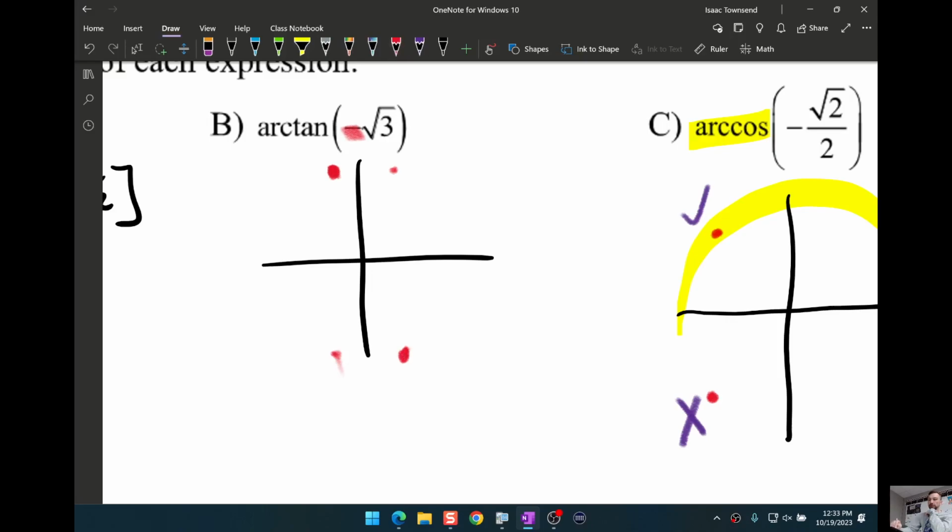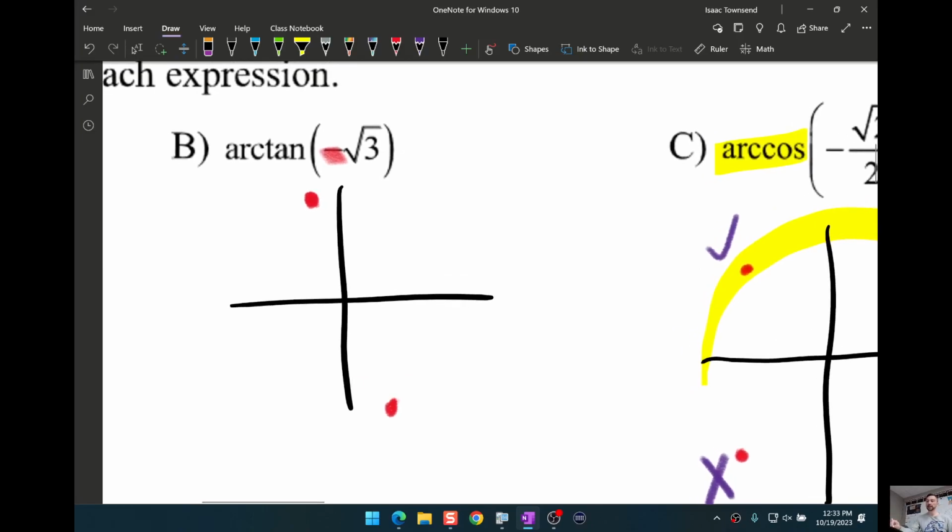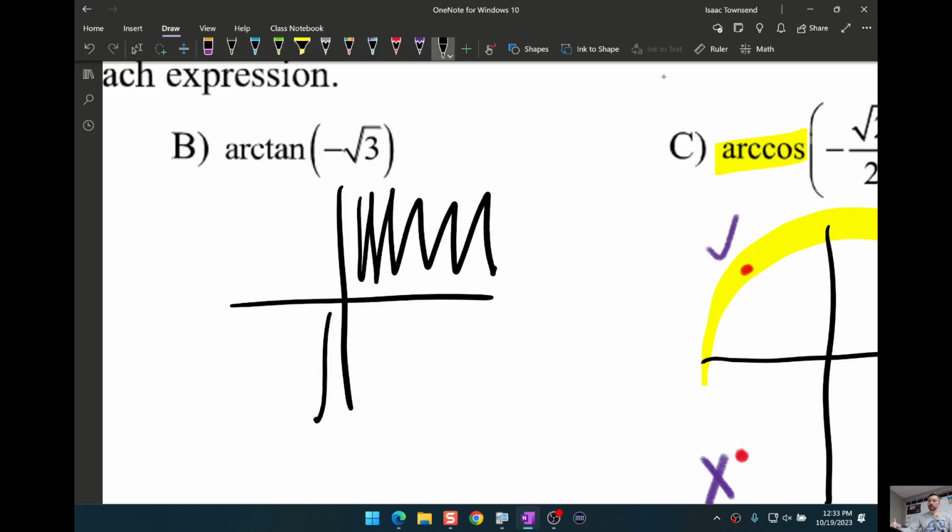2 and 4. So there's the two places where tangent is negative square root of 3. If you don't memorize the tangent values, you can still get the answer right, but what you're going to have to do is say, well, in quadrant 1, tangent's positive, and in quadrant 3, tangent's positive. These are the only two quadrants where tangent's negative, and then you have to do guess and check.